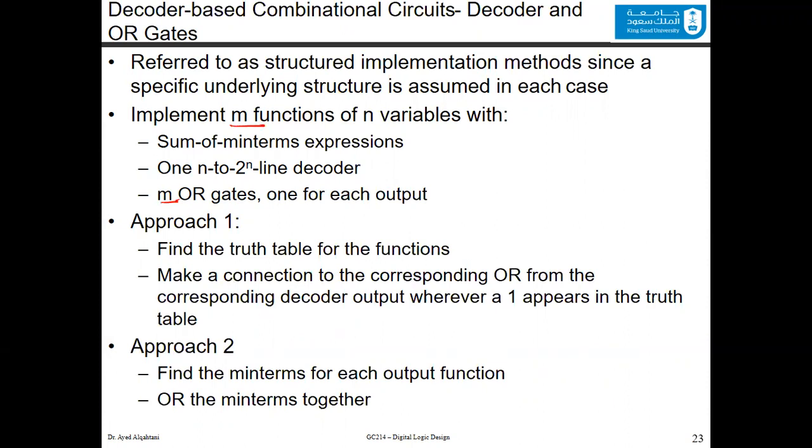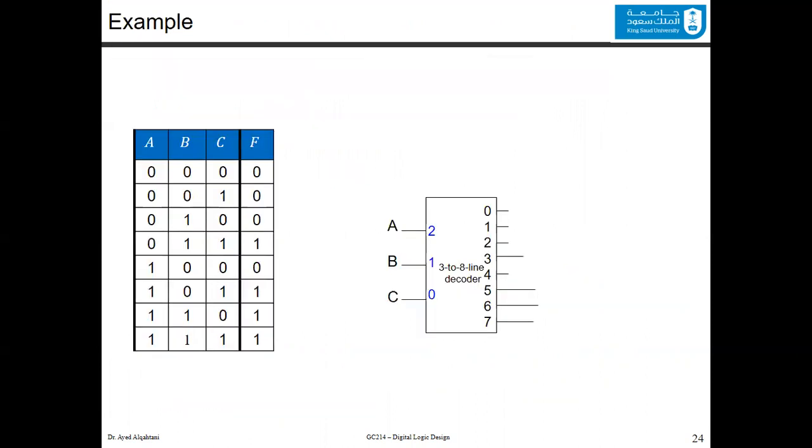There are 2 approaches. The approach number 1, you find the truth table for the function, and then you make a connection to the corresponding OR from the corresponding decoder output whenever a 1 appears in the truth table. The second approach, you find the min-term for each output function, and then you OR the min-terms together. It's very close to each other. We will show you this in an example.